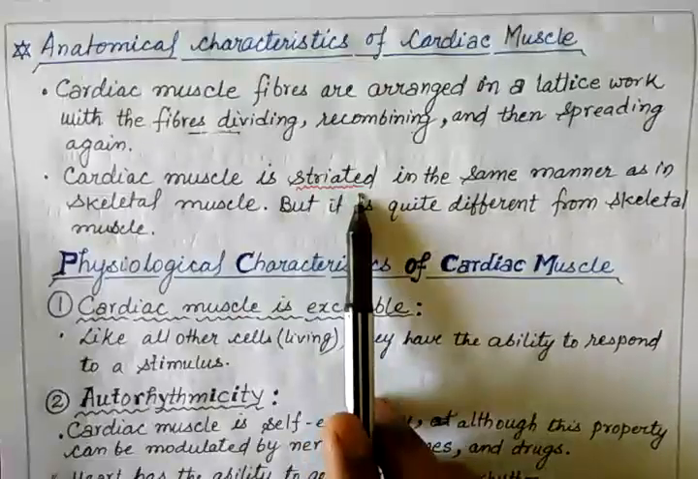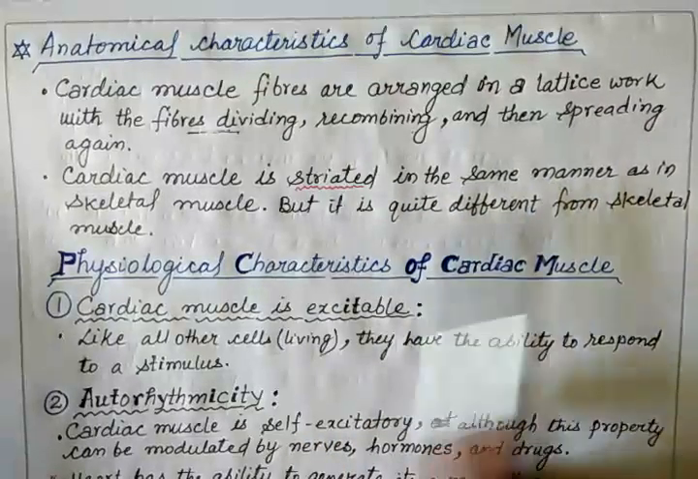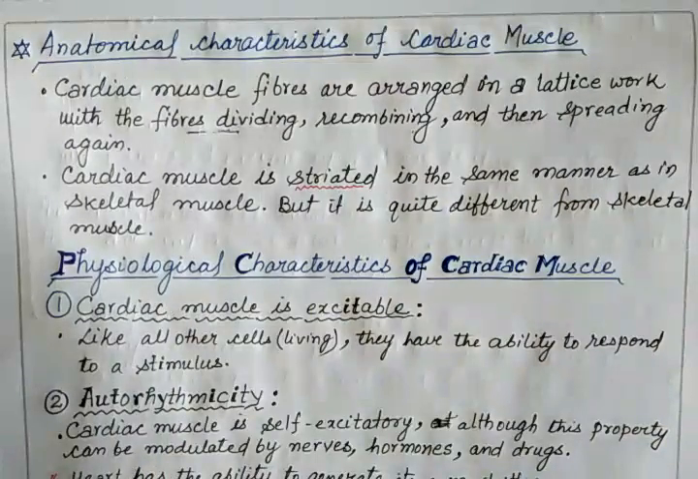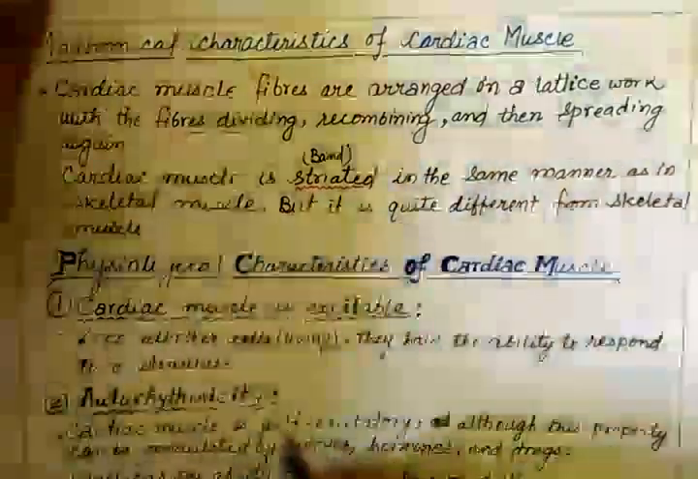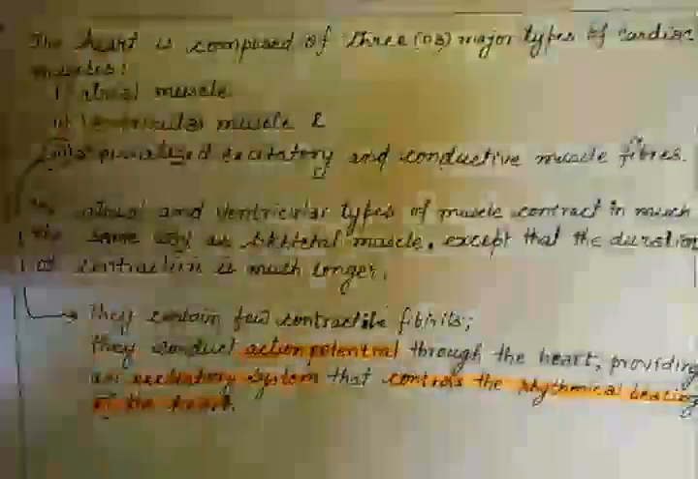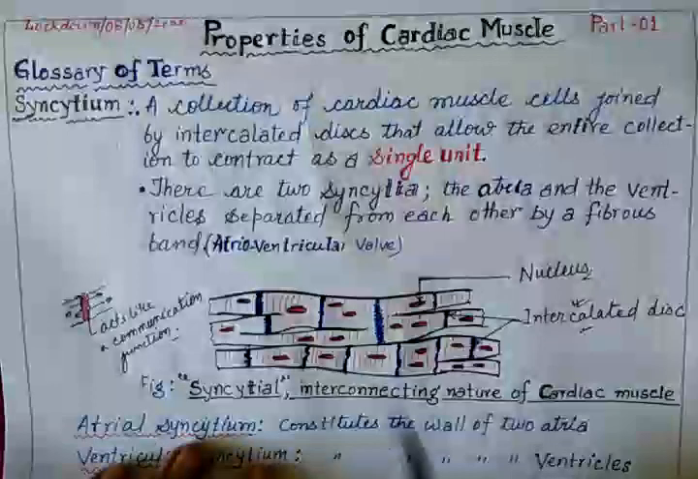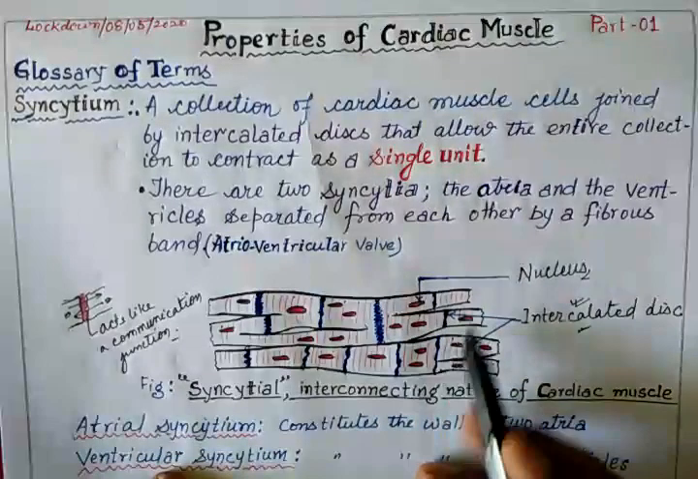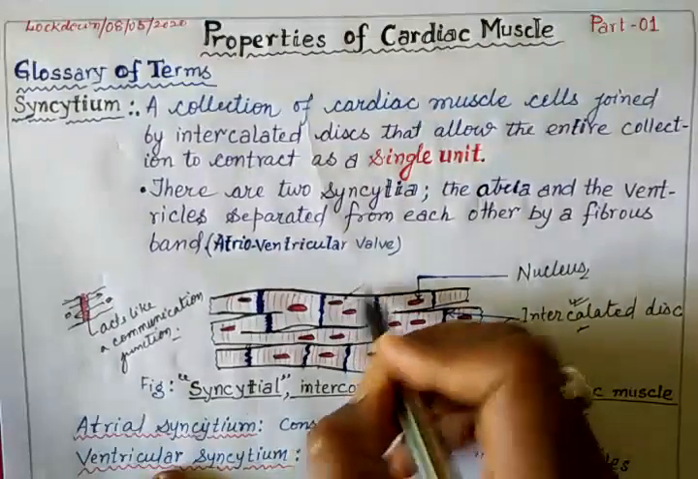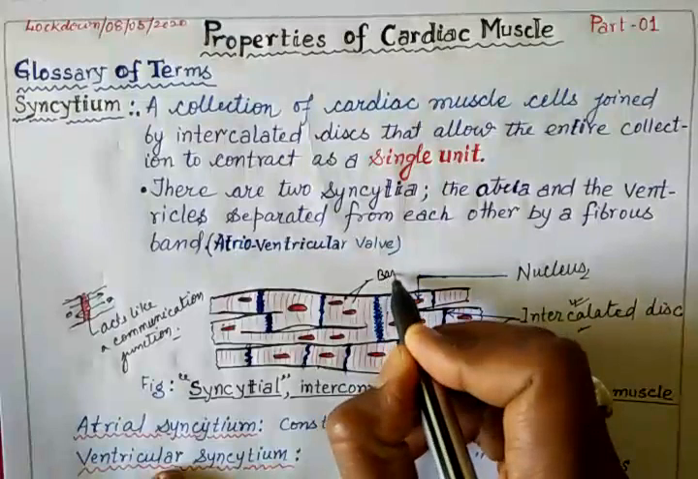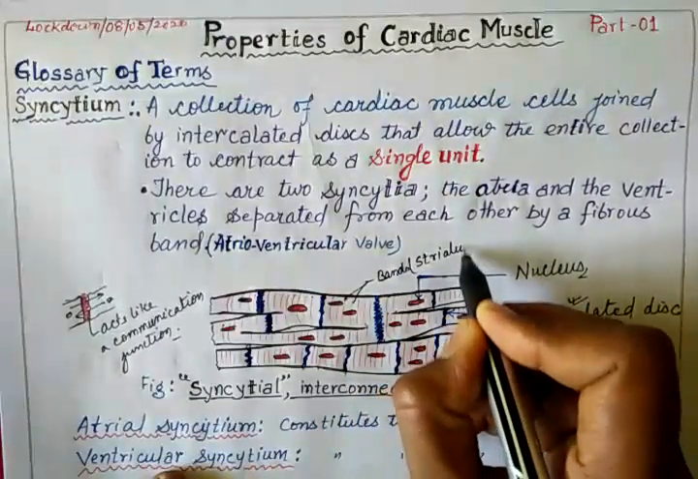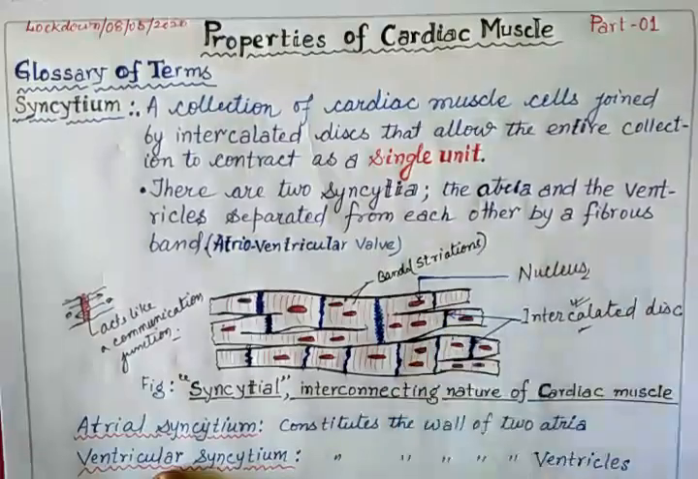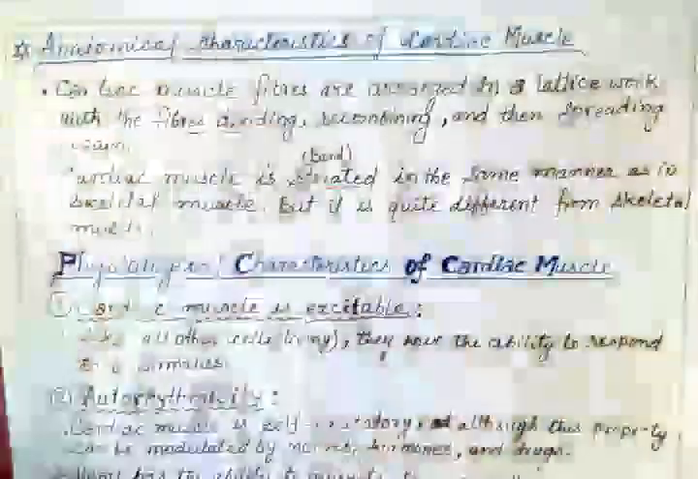Cardiac muscle is striated in the same manner as in the skeletal muscles. So what is the meaning of striated here? Striated means bands, that we had seen in the red color. I will show you again. You can see here these red color linings are called bands, or we can say striations.